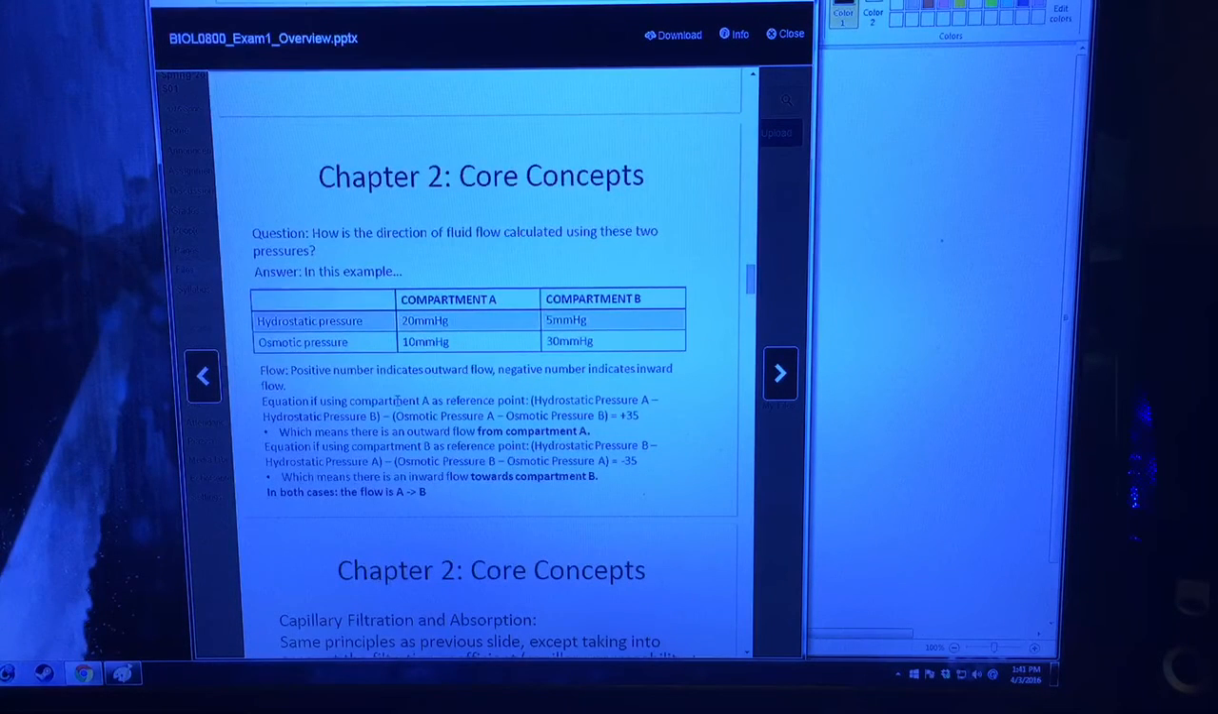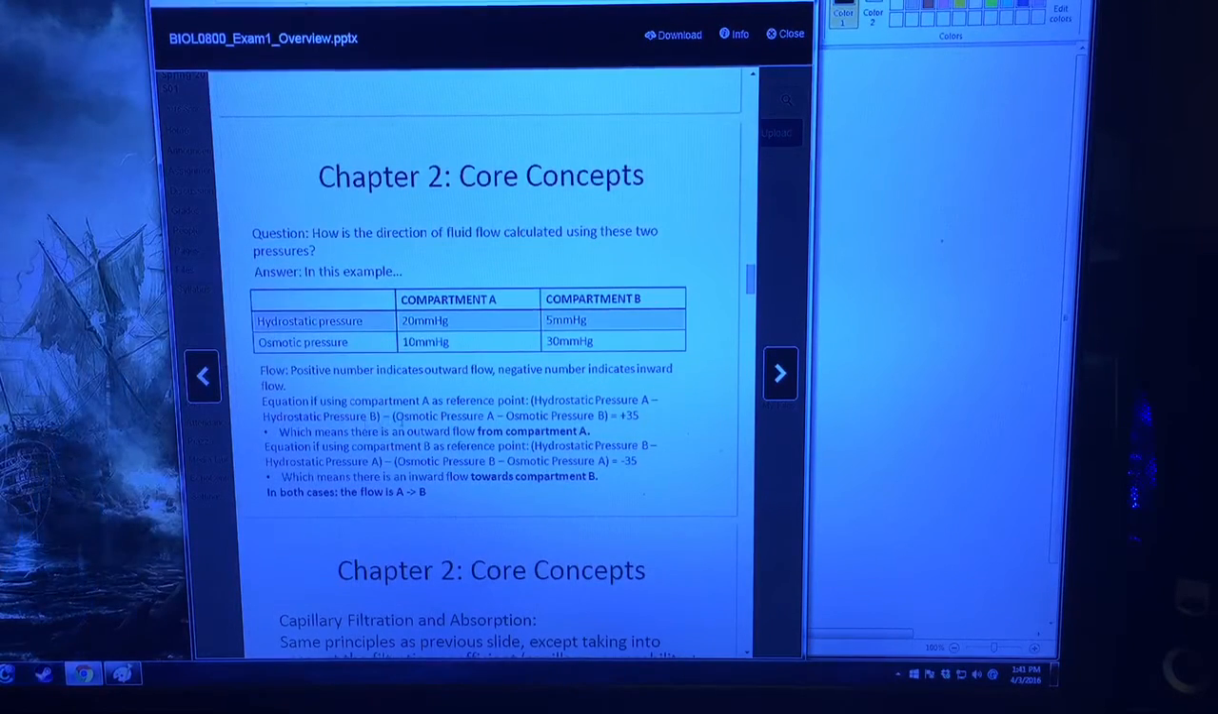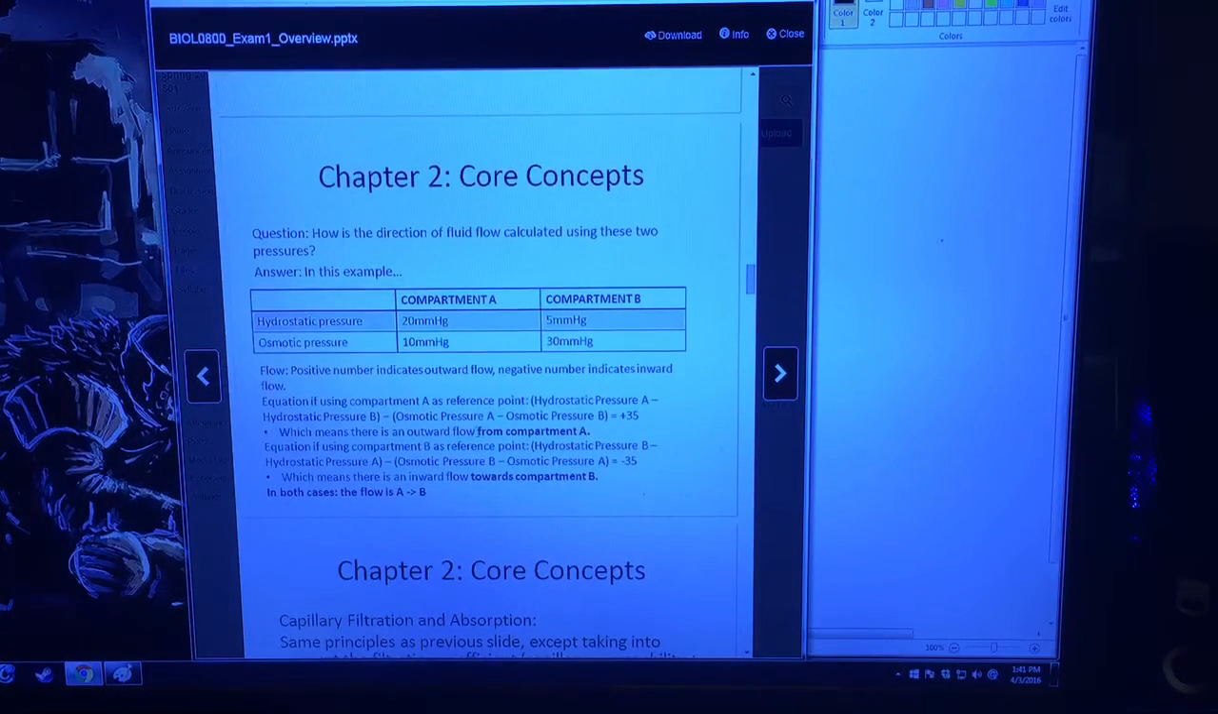And so let's say you're using A as a reference point here. You'll do hydrostatic pressure A minus hydrostatic pressure B, and that whole thing minus osmotic pressure A minus osmotic pressure B. And here you'll get positive 35. What that means is there's an outward flow from compartment A, so it's going from A to B.